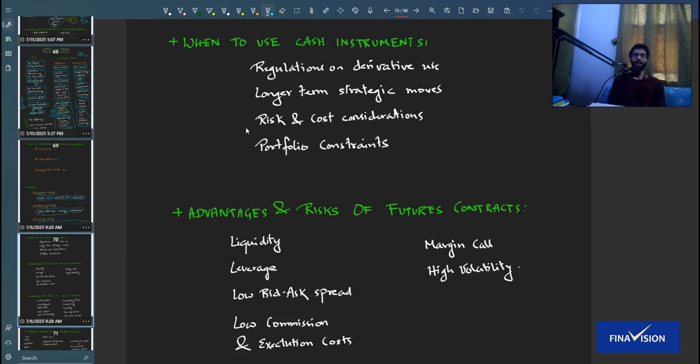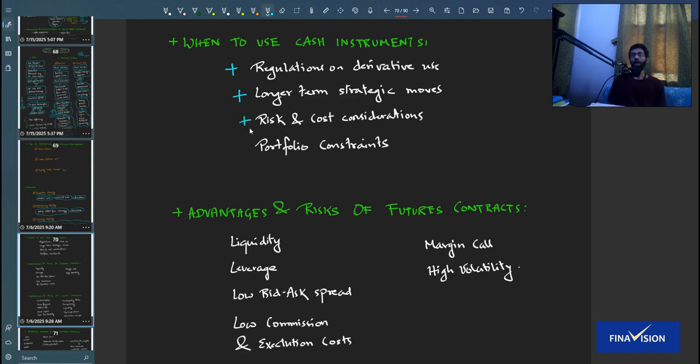Now we spoke about derivatives. Now the question comes, when to use cash instruments directly. Cash instruments should be used directly when regulations on derivatives prohibit the direct use of derivatives. Then when the movement is actually a longer term strategic movement, it's not a temporary tactical movement, then the underlying can be directly adjusted instead of getting into derivatives.